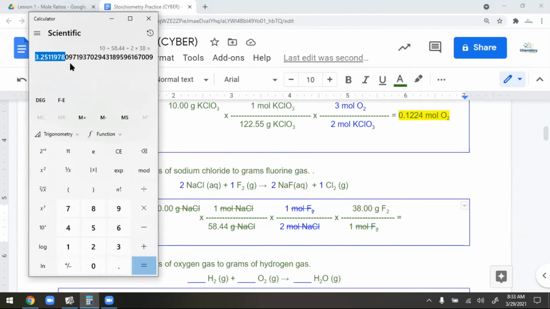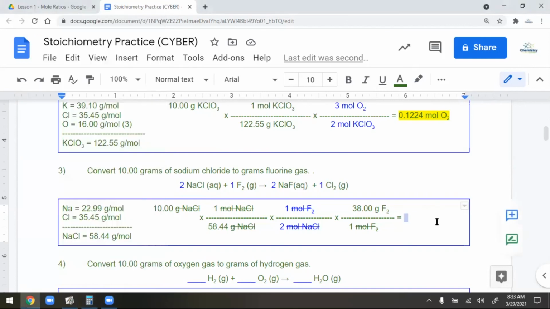So I'm going to copy and paste a whole bunch of it, but we're only going to keep 4 significant figures. So 1, 2, 3, 4. Now behind this 1 is another 1. So this is not going to round up. So we're just going to cut that off. We have grams of F2.